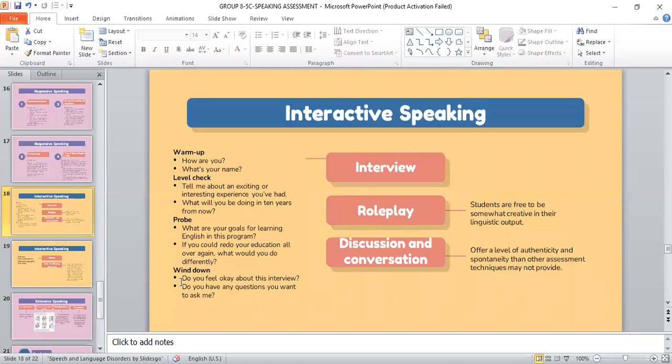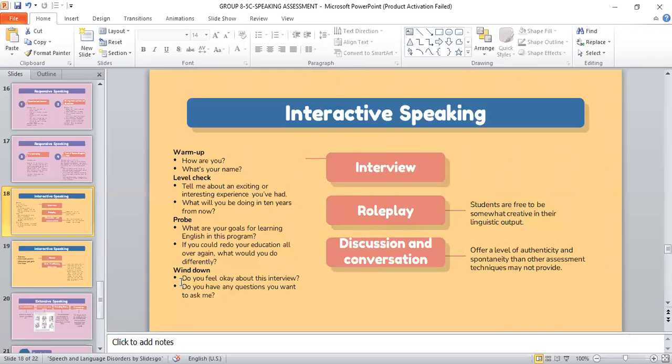The first one is interview. Interview is when a test administrator and the test taker sit down in a direct face-to-face exchange and proceed through a protocol of questions and directives. Interviews can vary in length from perhaps 5 to 45 minutes, depending on their purpose and context. There are four stages of interview. They are warm up, level check, probe, and wind down. You can see on your slide the example of interview.